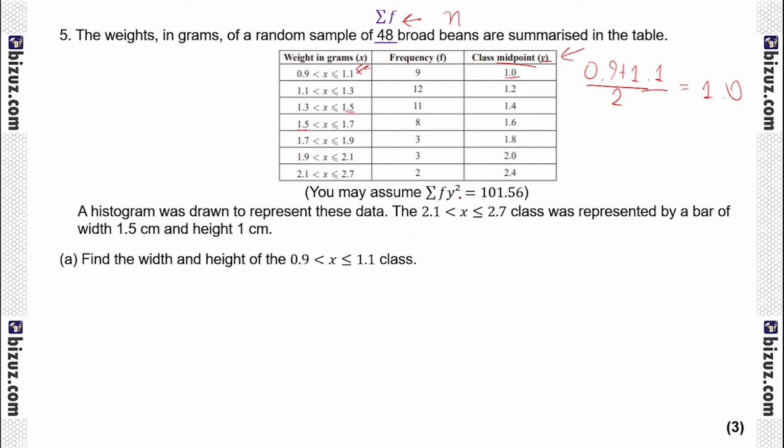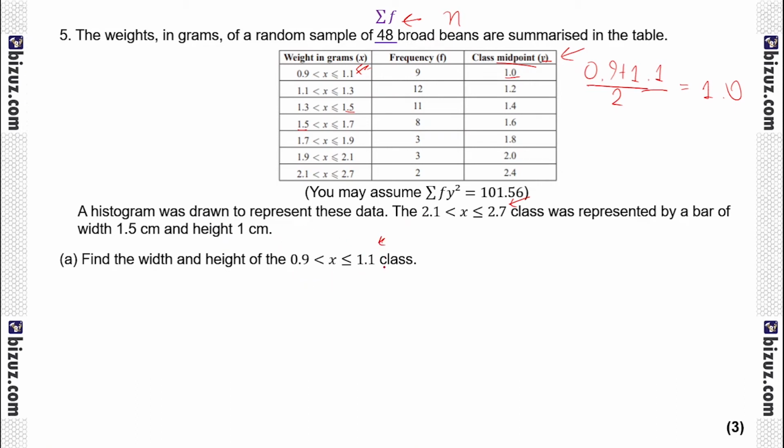A histogram was drawn to represent these data. The class 2.1 less than x less than or equal to 2.7 is a long way of saying this, so from now I'll just say 2.1 to 2.7. The 2.1 to 2.7 class was represented by a bar of width 1.5 centimeters and height 1.1 centimeters. So we're drawing a histogram, and for this interval the width and height are 1.5 and 1.1 centimeters respectively. Find the width and height of the 0.9 to 1.1 class.